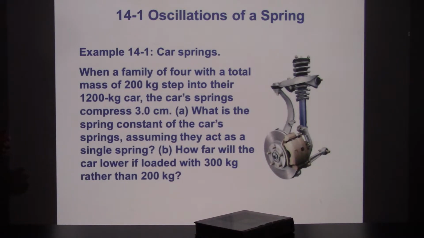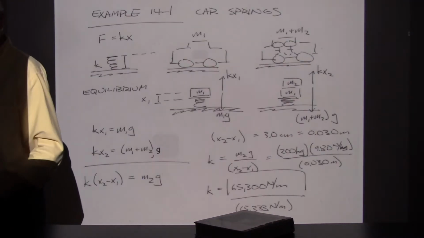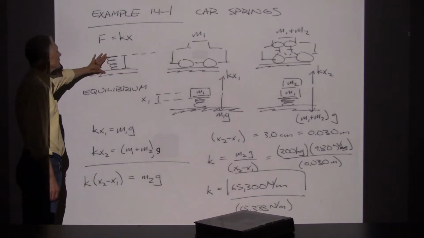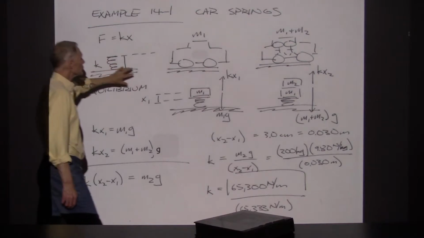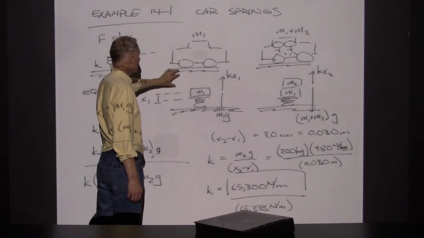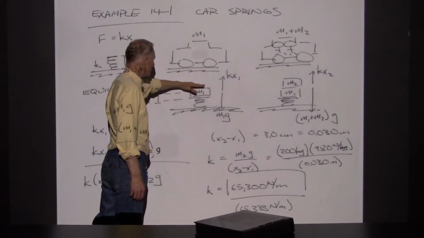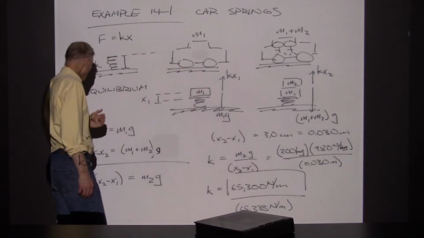So we can set that up. And then it says, what happens if we take some additional luggage? What if we load the car with an additional 100 kilograms? What's going to happen? So here we go again. Here is the spring, just the spring by itself. And then what we're going to do is set the car on the spring. Now that's like taking M1, the mass of the car, and setting it on the spring. That's going to compress it.